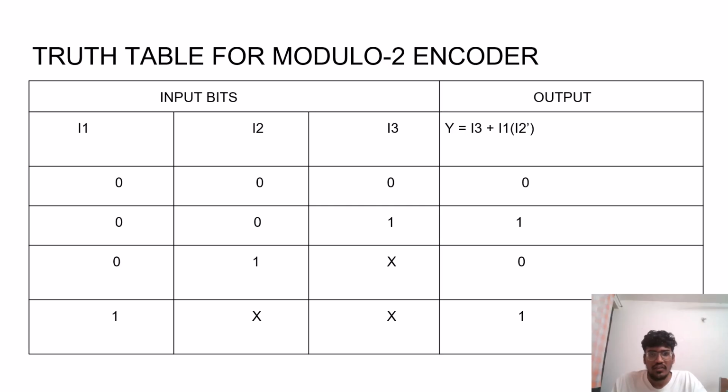The second principle that we are going to discuss is the modulo 2 encoder. The basic idea of the modulo 2 operation is that the output is 1 if and only if there are an odd number of ones, and results in 0 if there are an even number. The same principle applies here. This is the truth table for the modulo 2 operation. I will explain this truth table in the next slide using a schematic diagram.